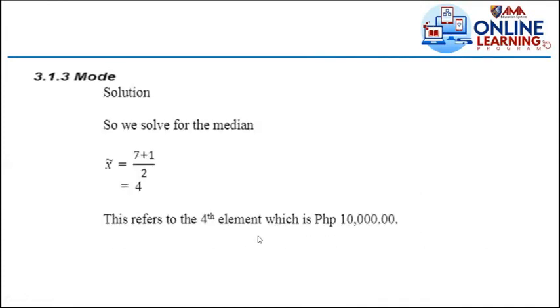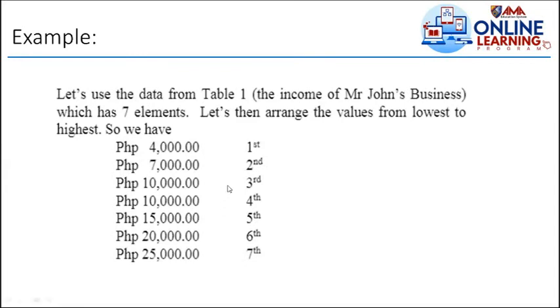Also, we're going to go back on our table for Mr. John's business. Pag hanapin din natin yung mode po dito, if we're going to look on our income, 2 beses lumabas yung 10,000. So ito yung most frequent sa kanya. Ibig sabihin, ito po yung mode income po niya, which is also equivalent to 10,000. Okay? So yung mean kanina is 13,000, median is 10,000, mode is also 10,000.